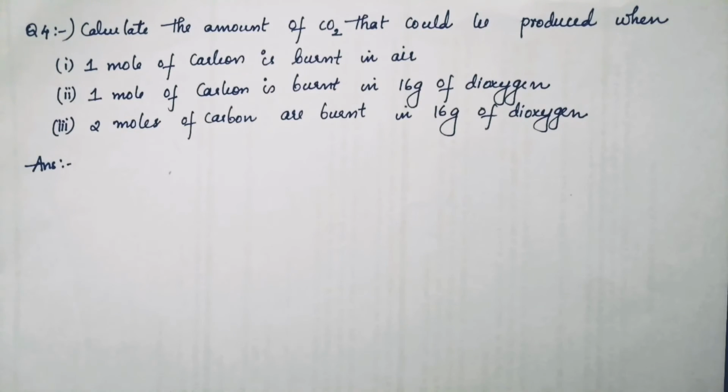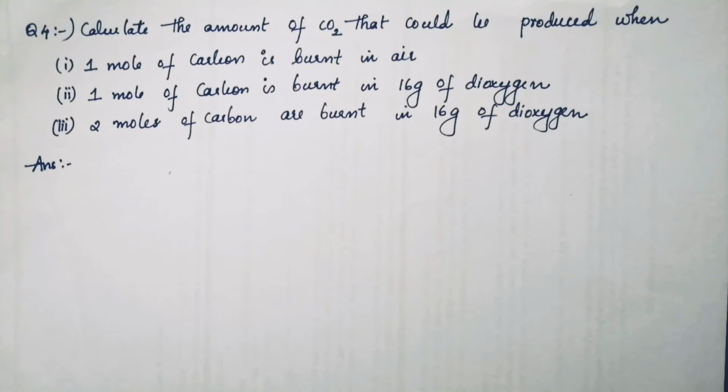Question number 4 says, calculate the amount of carbon dioxide that could be produced when, first one, 1 mole of carbon is burned in air, second one, when 1 mole of carbon is burned in 16 gram of dioxygen, and third one, 2 moles of carbon are burned in 16 gram of dioxygen.